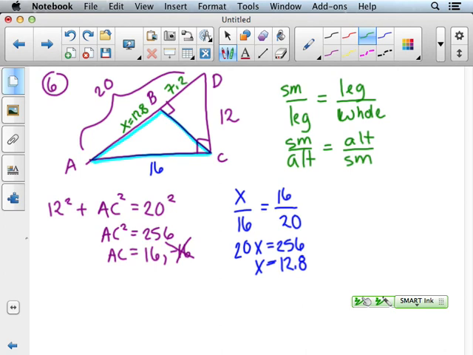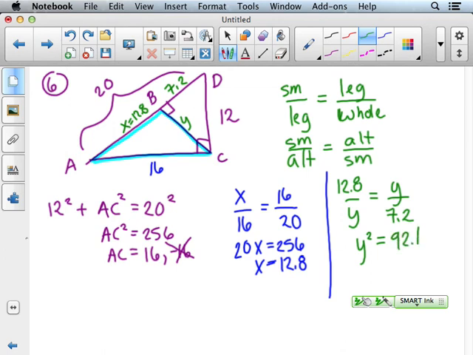And now I can set up a ratio to figure out BC. So I'm going to call this y here. The y would be my altitude. So I'm going to say y is the geometric mean of the small part of the hypotenuse and the other small part of the hypotenuse. So we'll cross multiply, and we get y squared equals 92.16. We square root, and remember, when you take a square root, you get a positive and a negative. However, we don't want the negative value because we're talking about the lengths of the sides of a triangle. So this is positive 9.6.